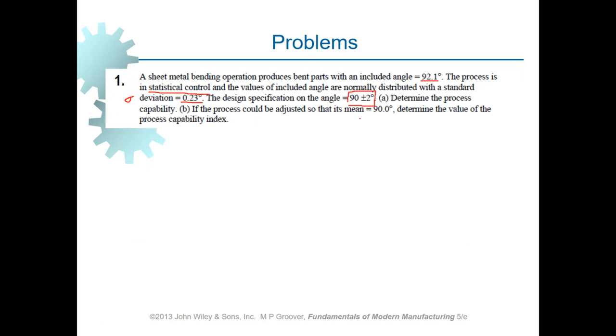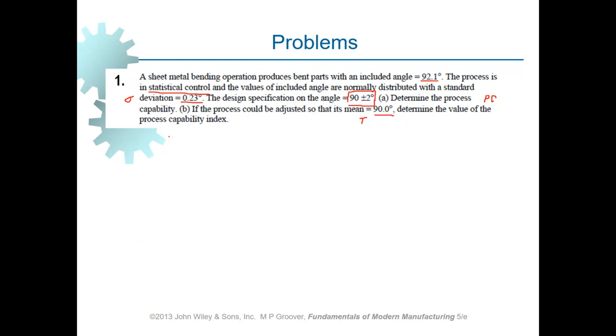So the tolerance value for this given problem is equal to 4, plus and minus 2, comes to a range of 4 mm. Determine the process capability. So we are after computation of PC, process capability. And then if the process could be adjusted so that its mean is equal to 90 degrees, determine the value of process capability index, or PCI. So let's do part A first.